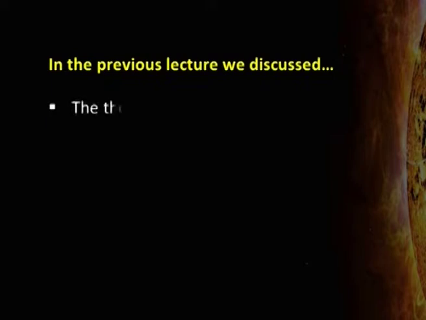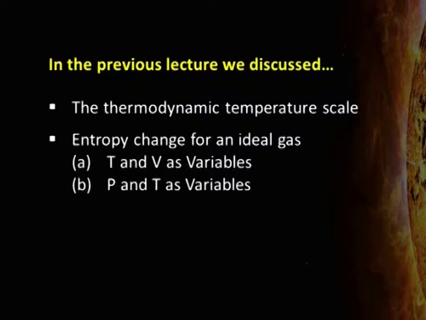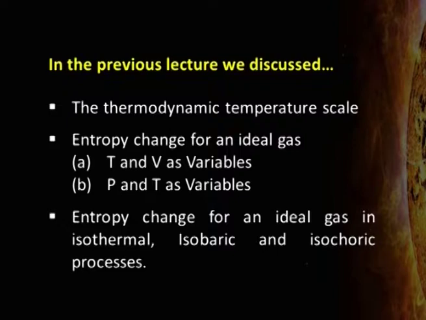For the second unit of thermodynamics, in the previous lecture we discussed the thermodynamic temperature scale, entropy change for an ideal gas having temperature and volume as variables, entropy change for an ideal gas having pressure and temperature as variables, and entropy change for an ideal gas in isothermal, isobaric and isochoric processes.